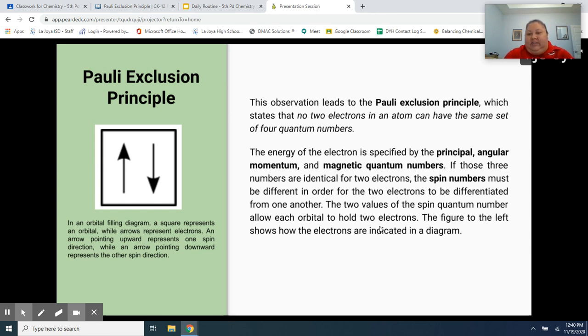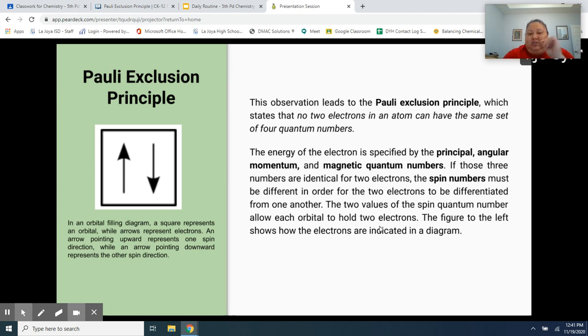So let's finish it off. Let's remind ourselves about which ones can be the same. The energy of the electron is specified by the principal, angular momentum, and magnetic quantum numbers. Those three can always be identical. If those three are identical for two electrons, the fourth quantum number must be different. The spin number must be different in order for the two electrons to be differentiated from one another. The two values of the spin quantum number allow each orbital to hold two electrons.